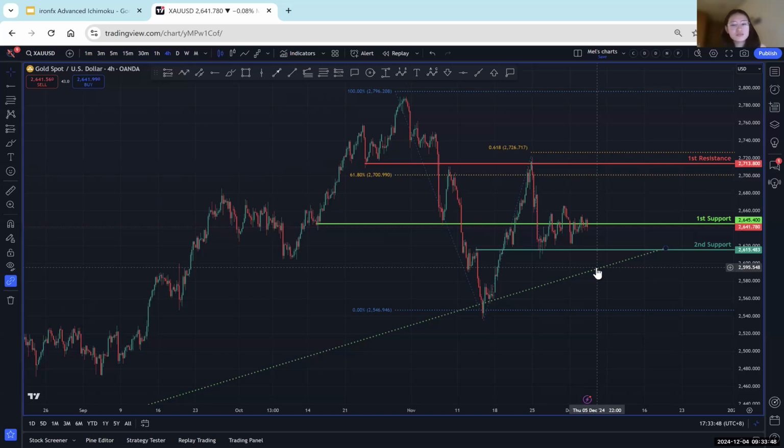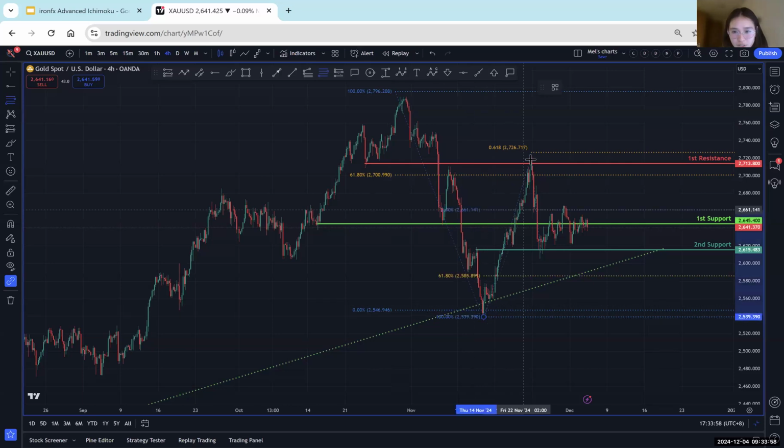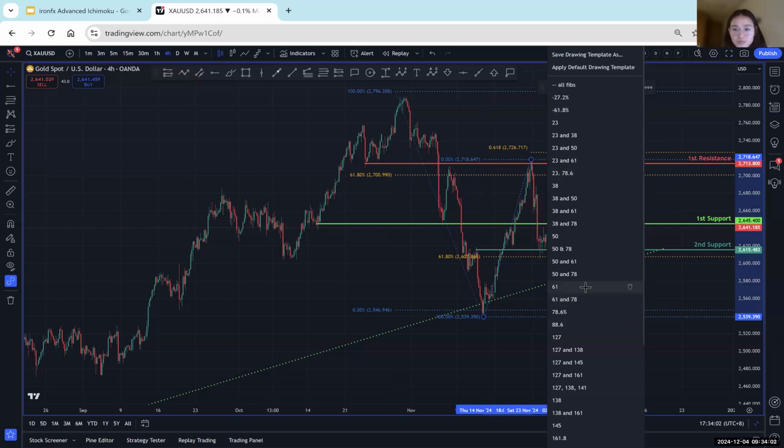Okay, I think that might be all the levels that we have for now. No, I think we might have another retracement here. Yep, my 61 lines up with my second support.